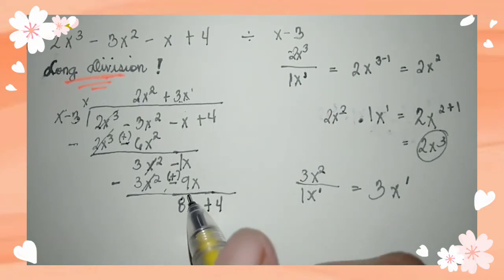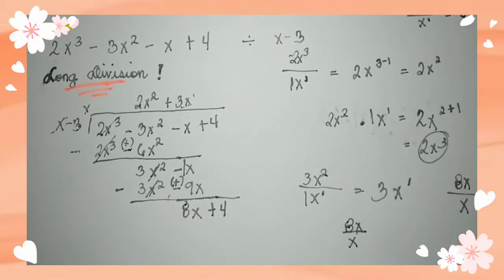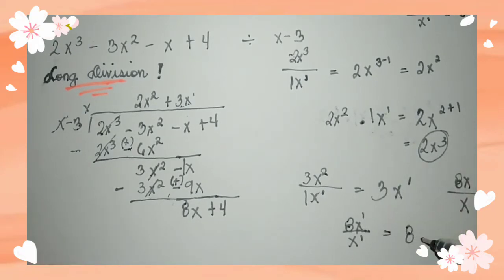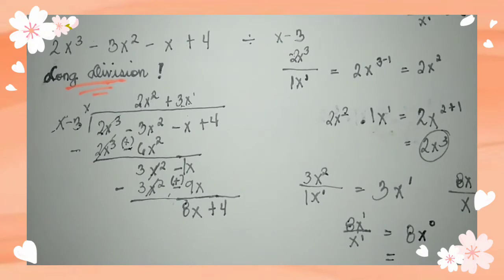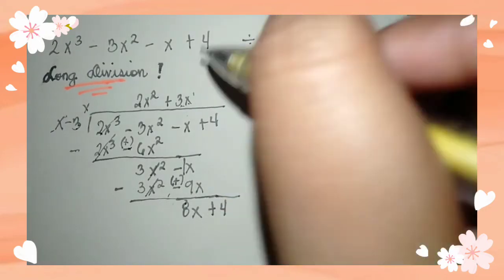I-divide naman ulit natin si 8x kay x. 8x divided by x. As you can see, 1 na lang siya. Right? So, what we are going to do is, so 8, then copy x, and 1 minus 1 is 0. Okay? And, meron tayong rule wherein any number or variable raised to 0 is equal to 1. And that's why 8 times 1 is equal to 8. So, yun lang ang ating sagot dito.